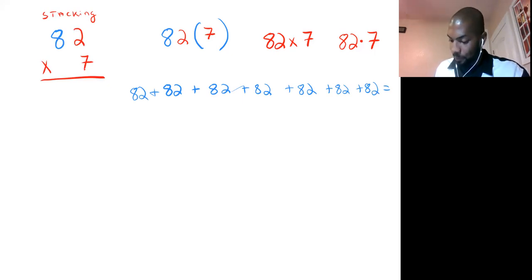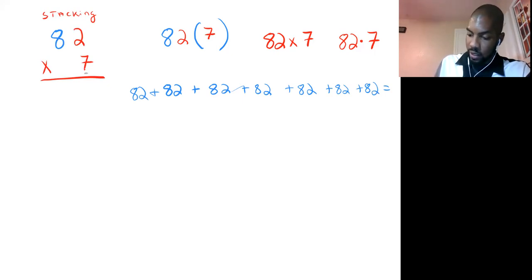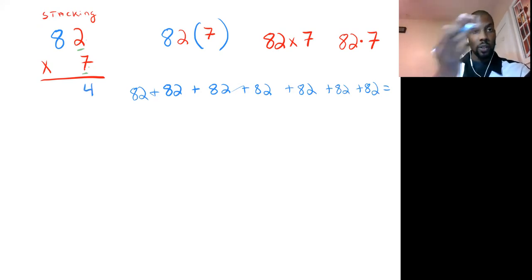So here's how it goes. Using stacking, you start with the ones, just like we did in addition, and you do 7 multiplied by 2. 7 twice is 14, right? 7 times 2 is 14. I'm going to use the darker color, is 14. I carry the 10 over to the 10 spot, so I carry the 1.